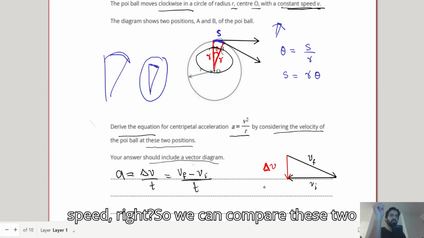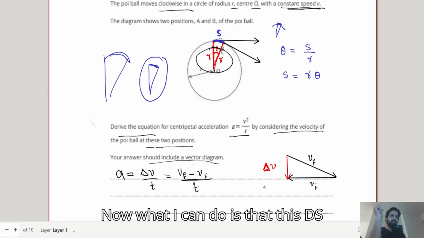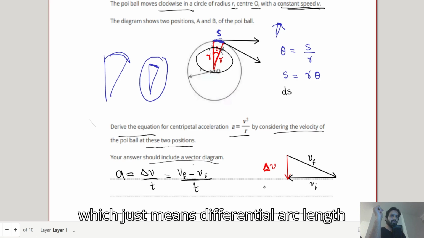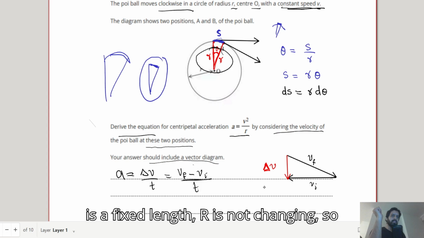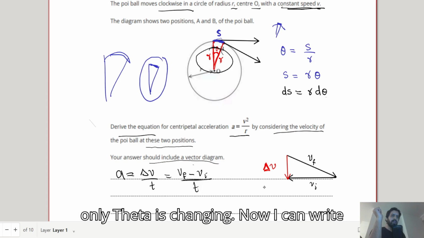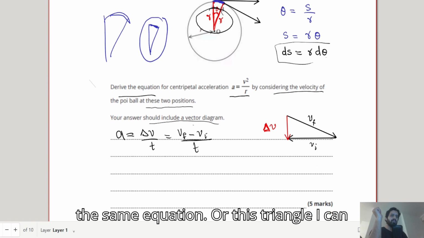So we can compare these two triangles. Now what I can do is that this ds, which just means differential arc length, is equal to r times d theta. Why d theta? Because r is a fixed length, r is not changing, so only theta is changing. Now I can write the same equation for this triangle.